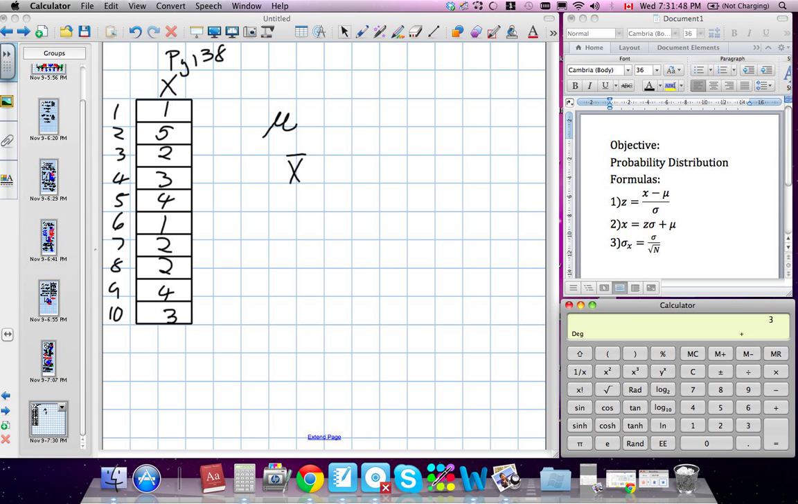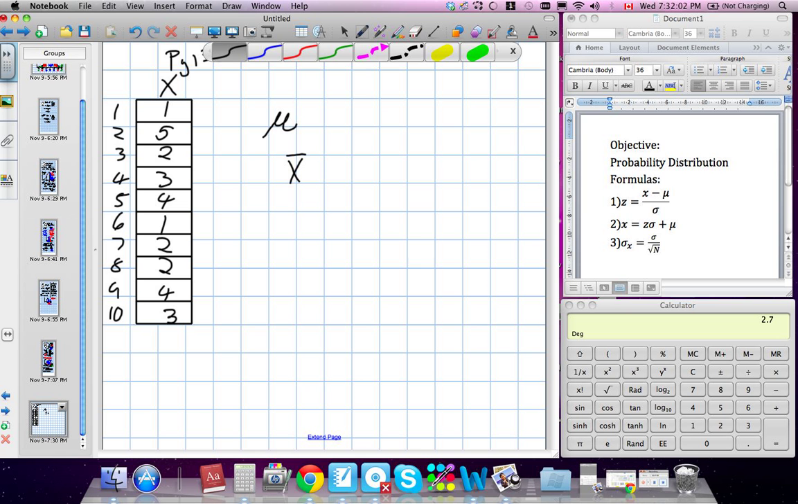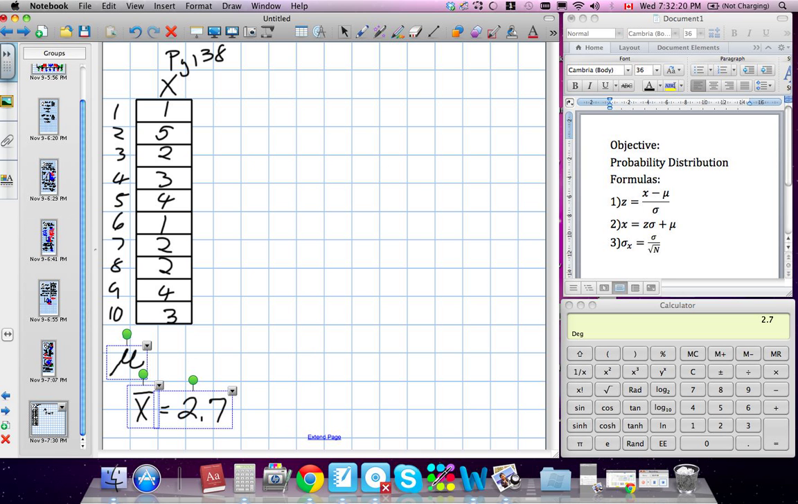So she observed 10 different kids, and she needs to first find the mean, the sample mean, which is usually represented as x bar. She adds them all together: 1 plus 5 plus 2 plus 3 plus 4 plus 1 plus 2 plus 2 plus 4 plus 3 is 27, divided by 10. 2.7 was our sample mean, which is essentially what they found in their first step.